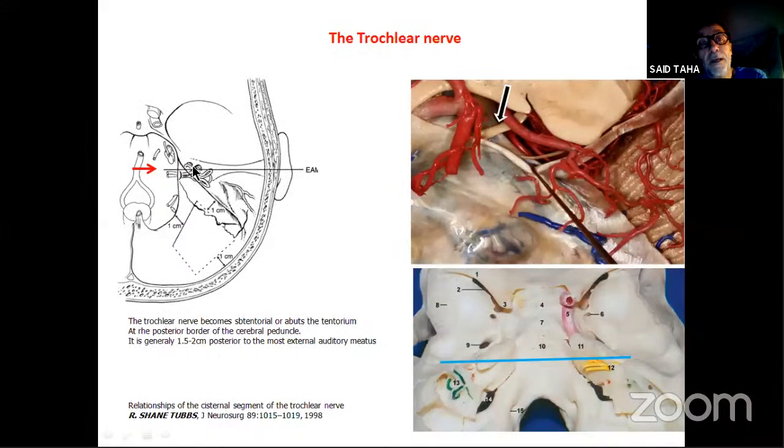linear meatal line that's located in the external auditory meatus. And just posterior to this line, 1 centimeter, we can reach the trochlear nerve and cut the incisura tentorial edge in the incisura.